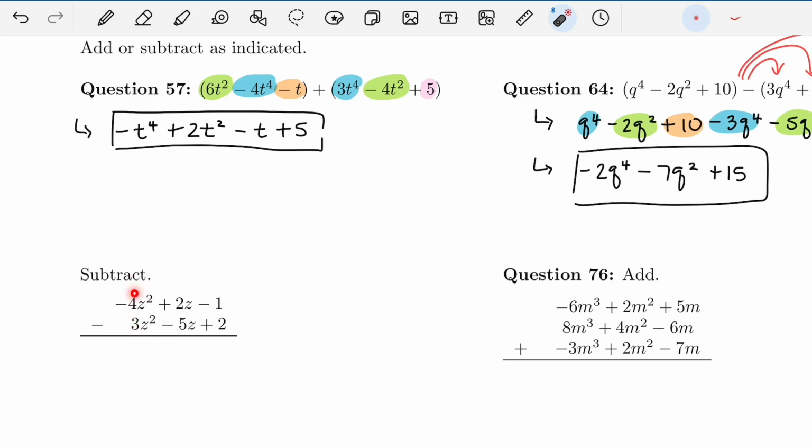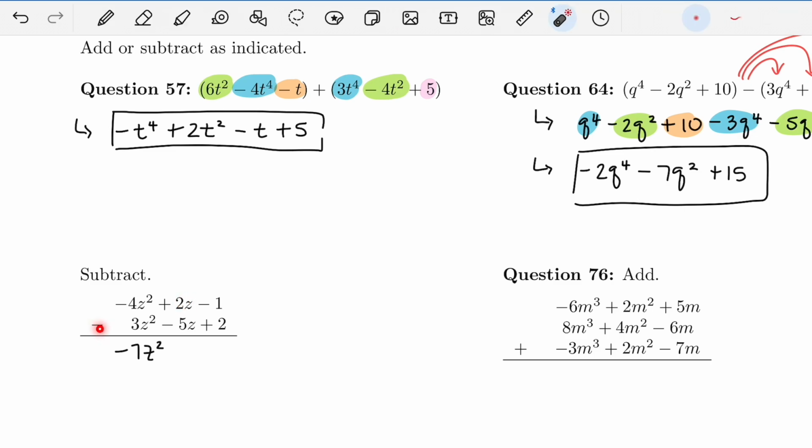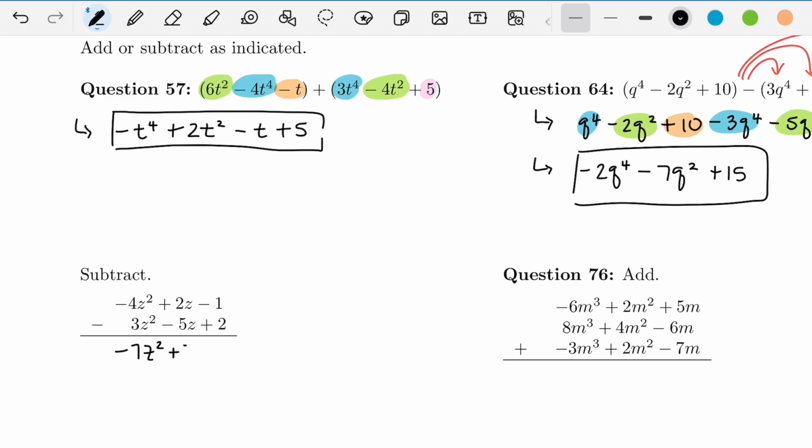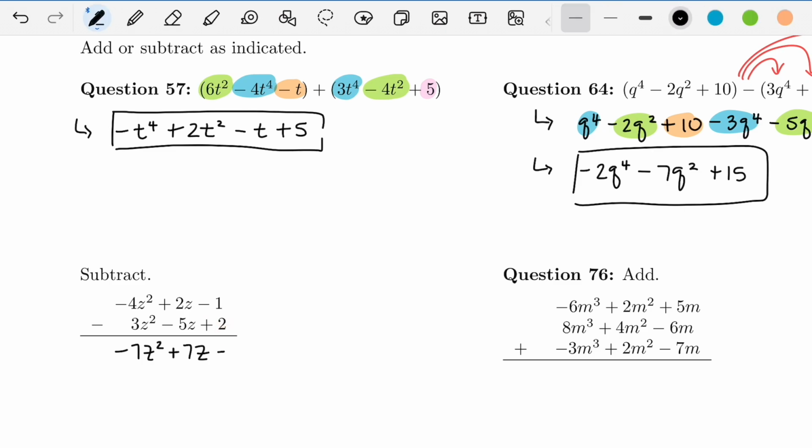So in this first column, we have our z squared terms. So we have minus 4z squared minus 3z squared. So we'll just write it right under this line. This will give us a minus 7z squared. Then we have 2z minus negative 5z, so this becomes a positive. So this will be 2z plus 5z. So this is 7z here. And then lastly, we have negative 1 minus 2. So this will give us a minus 3. So that's all we do when we're dealing with vertical form.